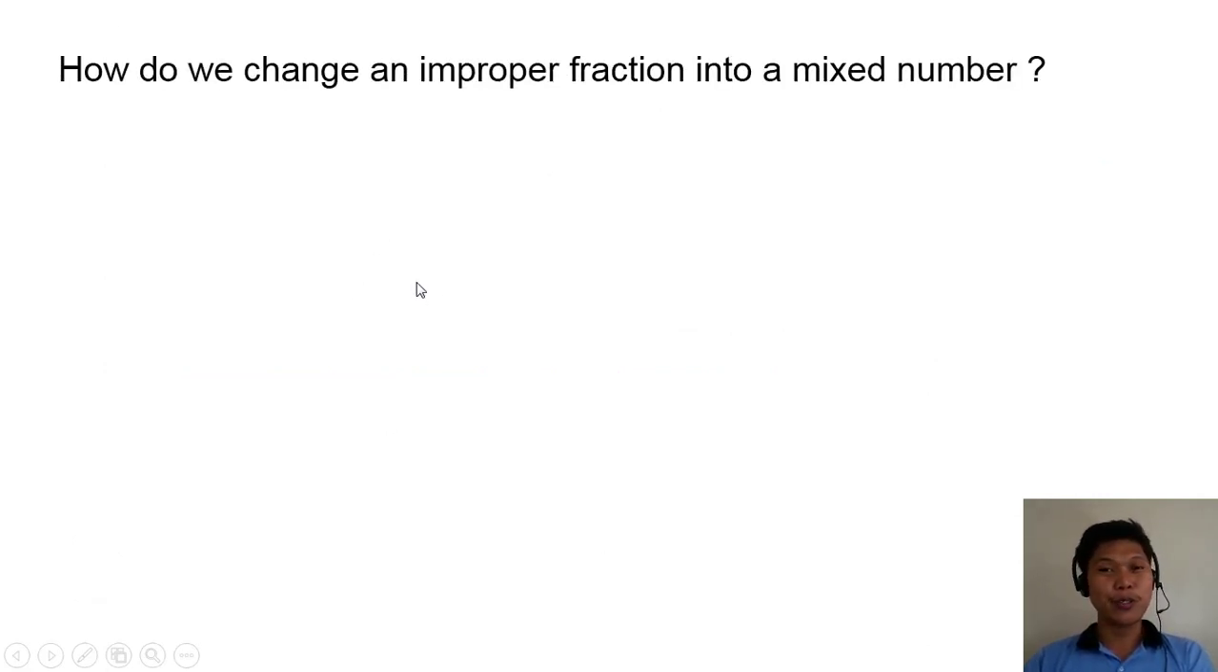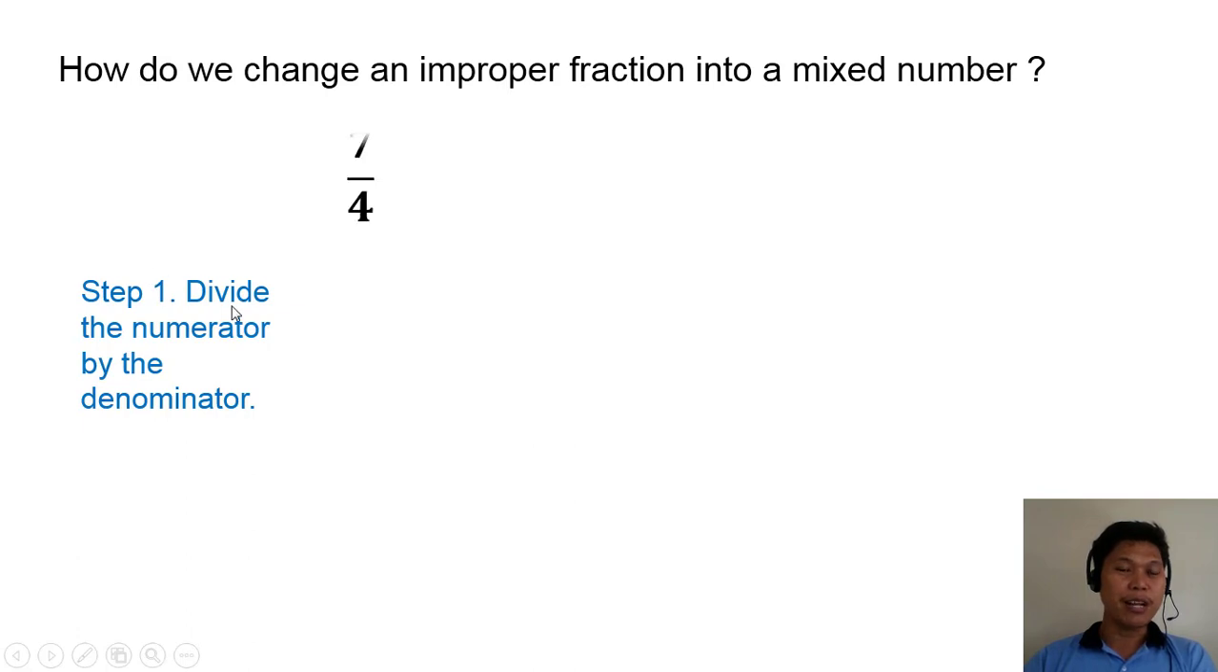Okay? So, how about if we are going to do it vice versa, pabaligtad, yung improper fraction na naman into a mixed number. So, we have the steps to follow. For example, 7 over 4. So, ang step number 1 is to divide the numerator by the denominator. So, yung numerator na 7, i-divide by 4. Sulat natin using the long division.